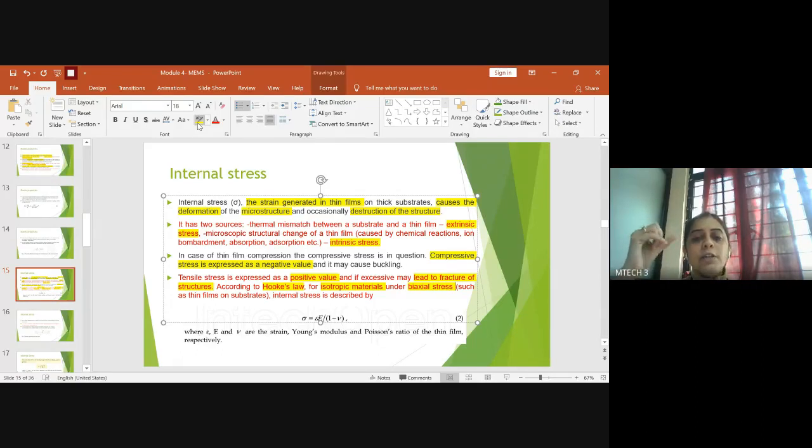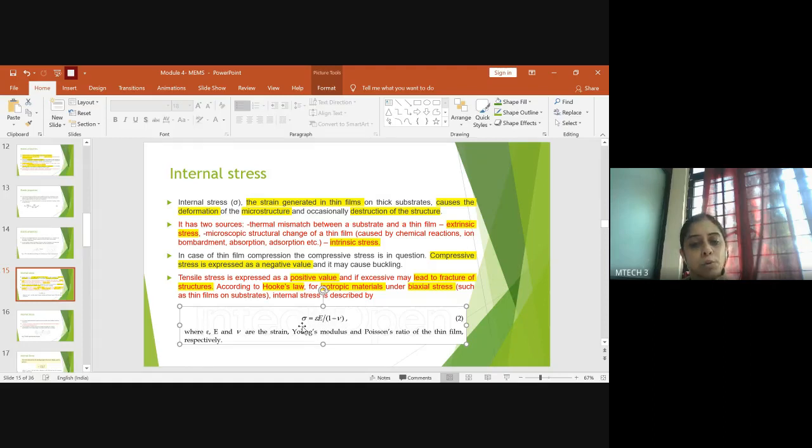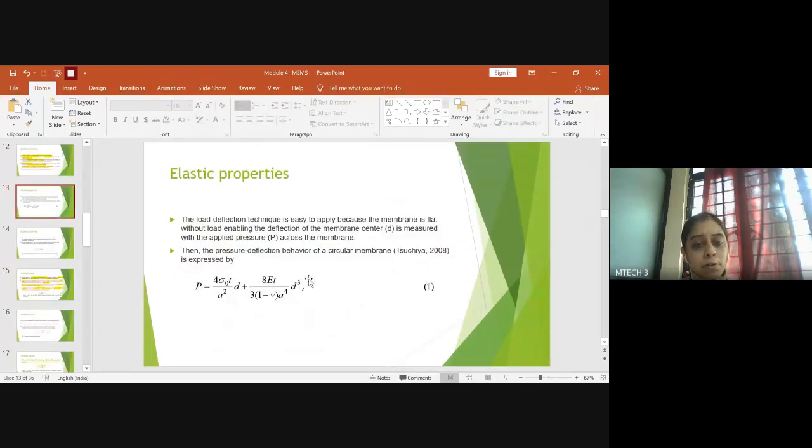So with the condition of biaxial stresses, if you apply the concept of Hooke's law, then the internal stresses will be evaluated by the equation sigma equals strain times Young's modulus divided by 1 minus V. So this is the equation we use for internal stresses. We had one equation for deflection of the material due to variation in the pressure for elastic properties, as shown in the previous case.